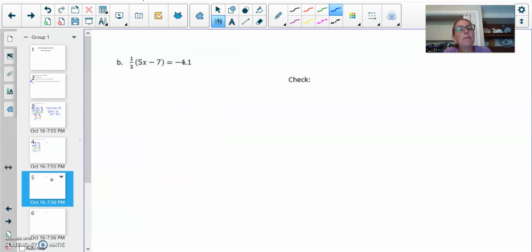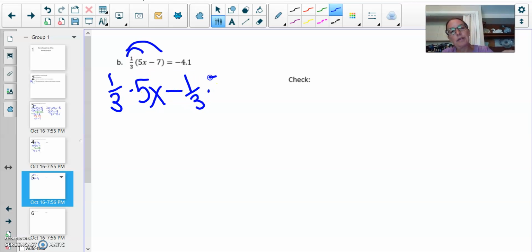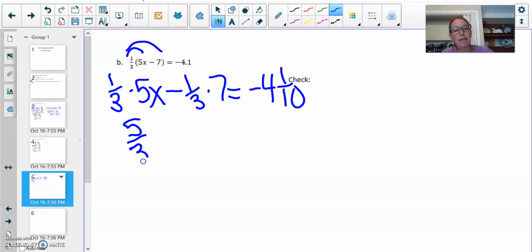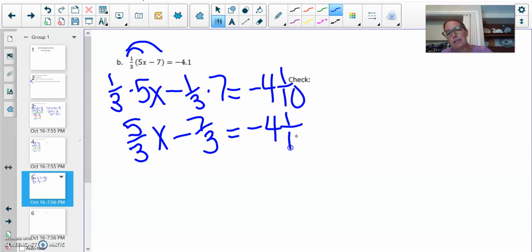Okay, another example. 1/3 times the quantity 5x minus 7 equals -4 1/10. So on that left side, I'm going to distribute the 1/3 first. At the same time, I'm going to rewrite -4 1/10 as a mixed number. So I get 1/3 times 5x minus 1/3 times 7 equals -4 1/10. Multiply it out. So I have 5/3 x minus 7/3 equals -4 1/10. Do my inverse. So I'm going to add 7/3.